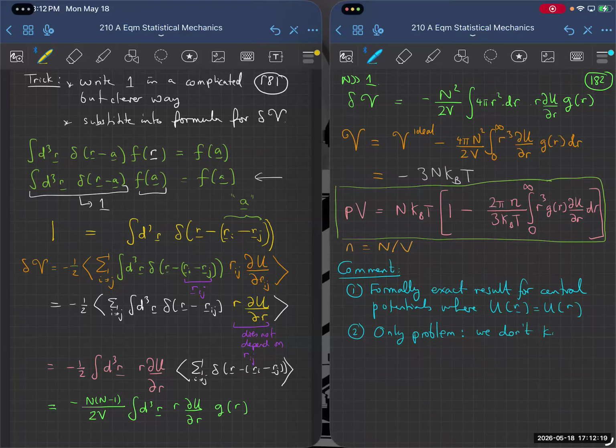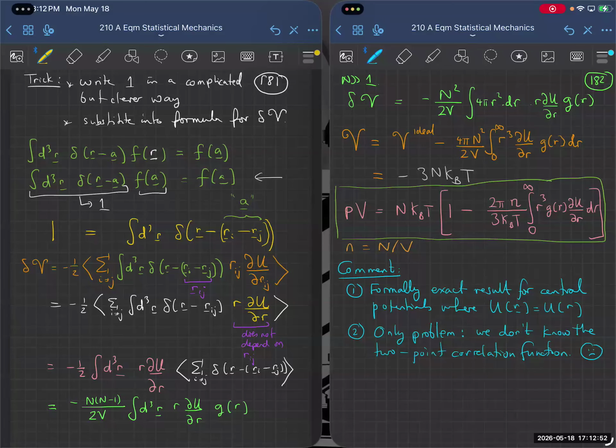The only problem is we don't know the 2-point correlation function or the pair distribution function. So you say, well, maybe we can fix that. Maybe we can calculate that in some way, and then we can have an answer. So let me tell you what we're going to do next.